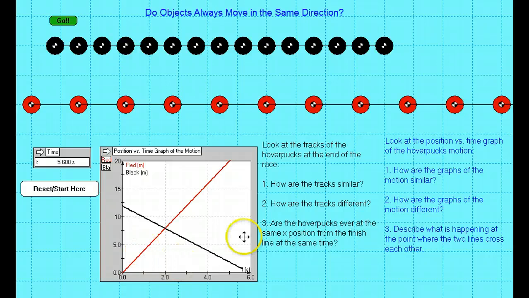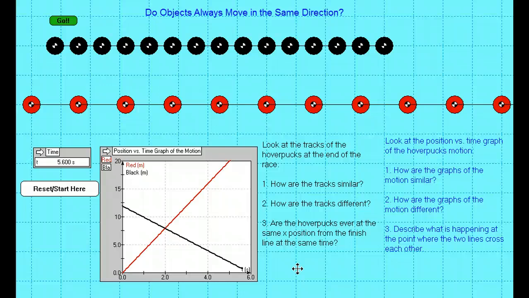Now, here's the graph of the two motions. Here's our red puck and here's our black puck. You should notice something very different about the black puck's motion in terms of the direction the graph is heading. We're going to have to be able to deal with this idea of direction both visually and graphically as well. So knowing the difference between the red upward and black downward motion is going to be an important part of what we do as well.